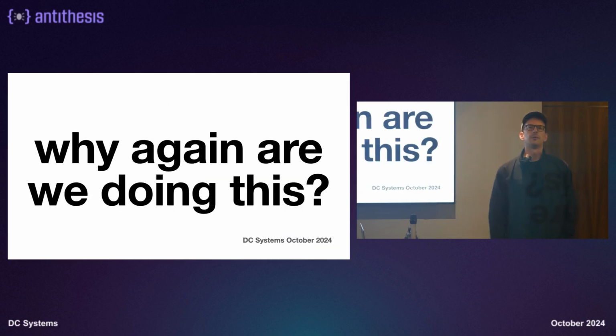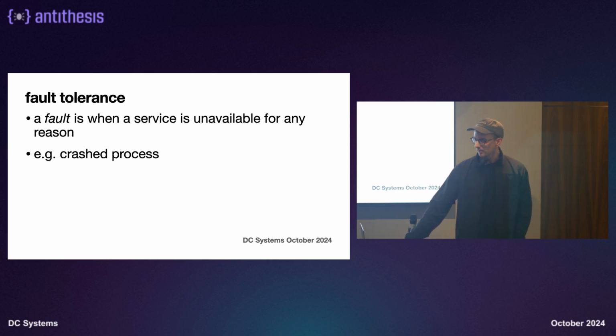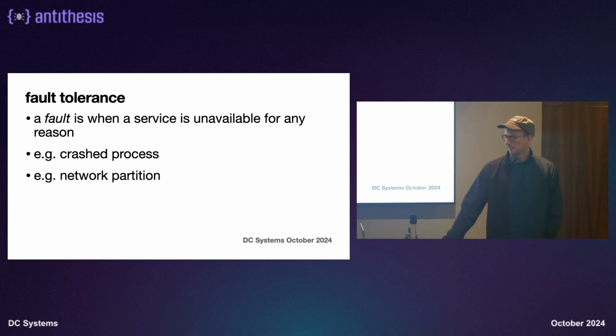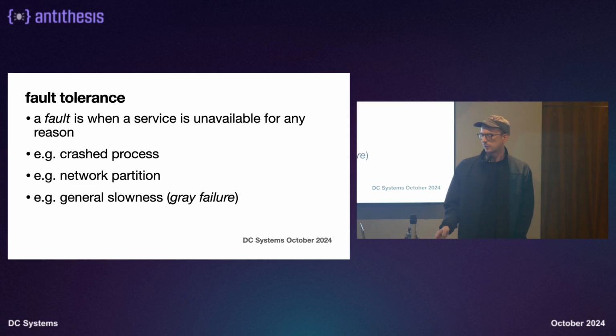So this got really far, and we talked for a while, but why, again, are we doing this? We started down this road because we wanted availability. And when we talk about availability, we have to talk about faults, which are a fancy term for any reason that a service might become unavailable. It might be because a process crashed. It might be because you can't talk to other nodes in the cluster. And it might even be that nothing is particularly wrong, you're just going really slowly. All of these are what might cause a fault.